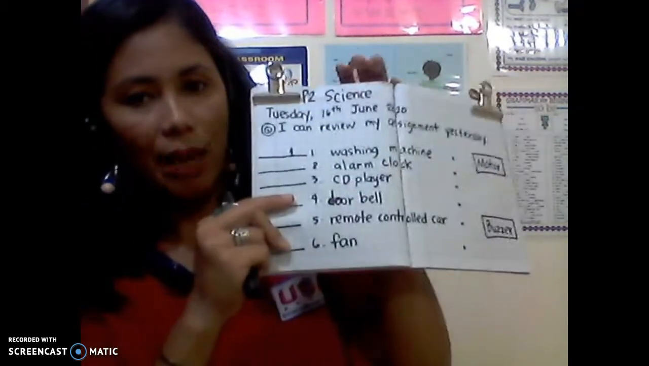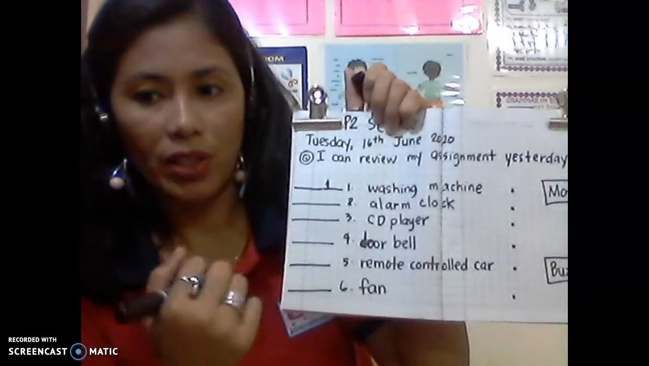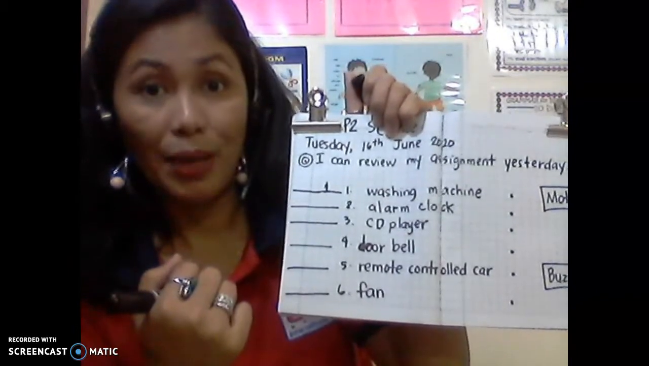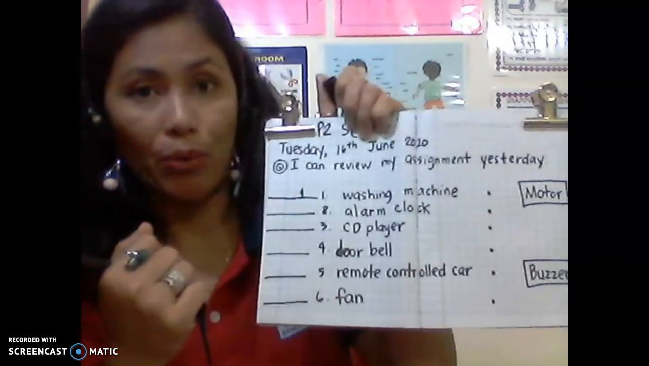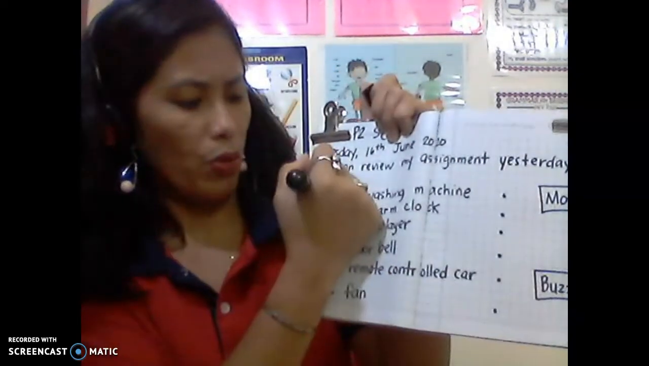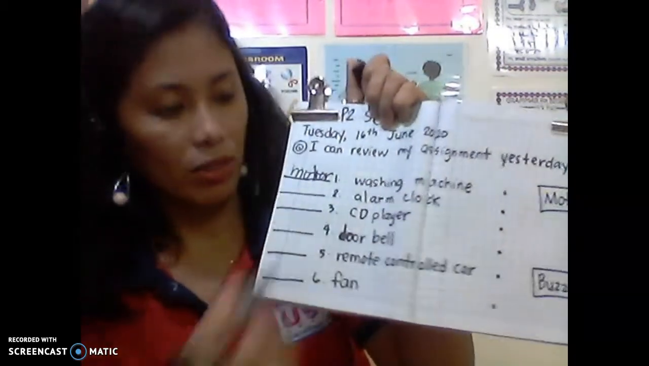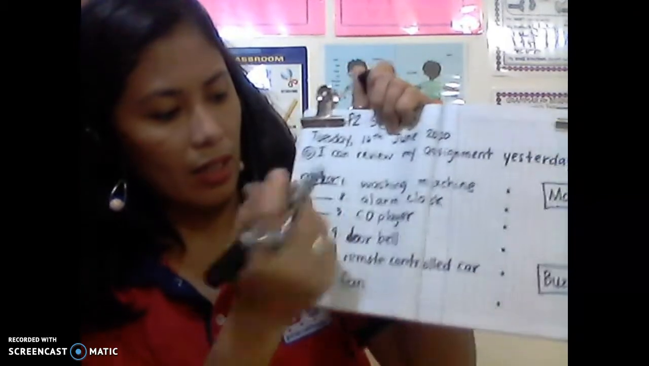Okay. So in the example, washing machine, it uses what? A motor or a buzzer? Motor, right? So it enables the machine to work or to spin. So we will write motor here. Motor, right? So this is letter T.